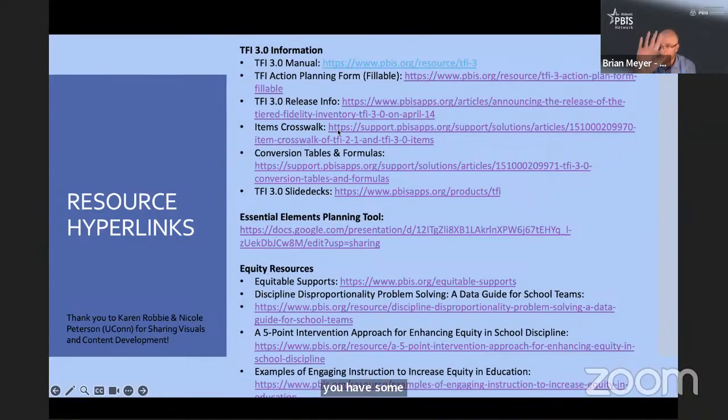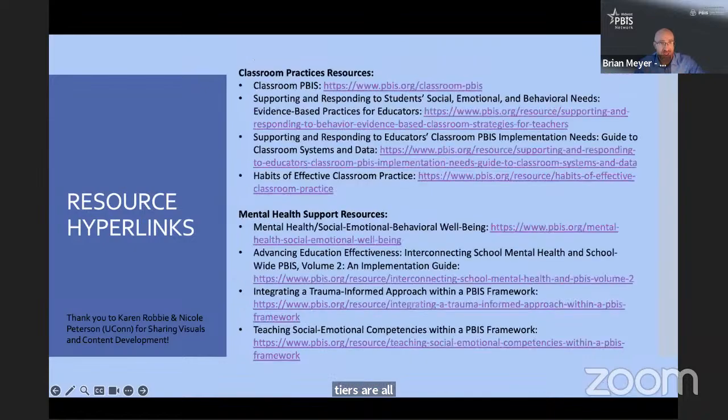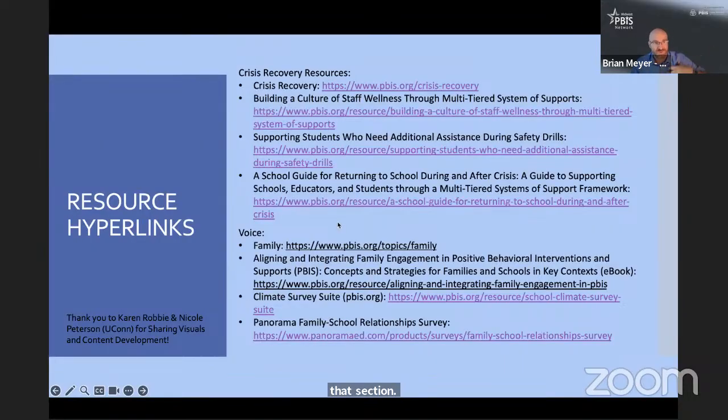The crosswalk that I showed you before of those items is in here. How to convert previous scores to new scores. Training slide decks across the tiers are all available, so you can grab those. We have equity resources, classroom practices resources, the mental health resources, crisis response, and then family and youth voice.